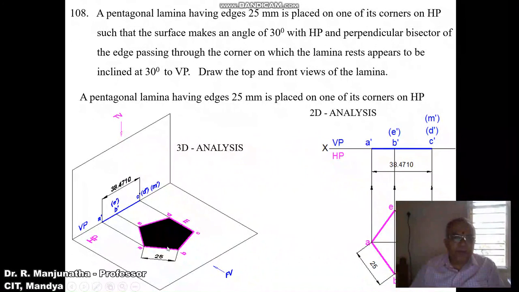When you look from the front view, A, B, C are near to the observer, so A dash, B dash, C dash is visible, and D and E are away from the observer, so D dash and E dash are in brackets. And here he says the perpendicular bisector has to be parallel to VP. Then only we will be able to see the true length in the vertical plane, which is A dash M dash in bracket, which is AM here on the top view.